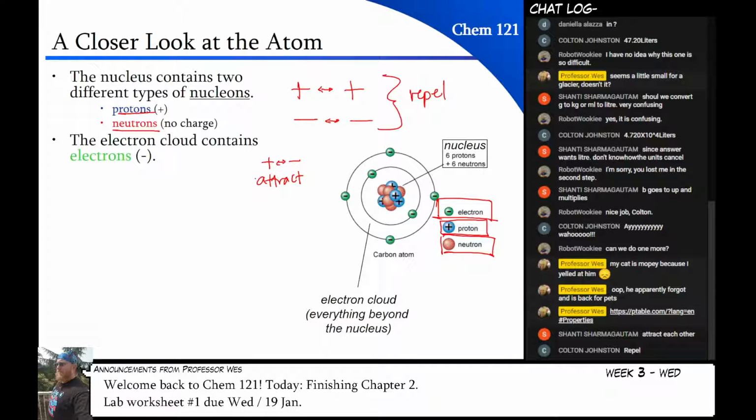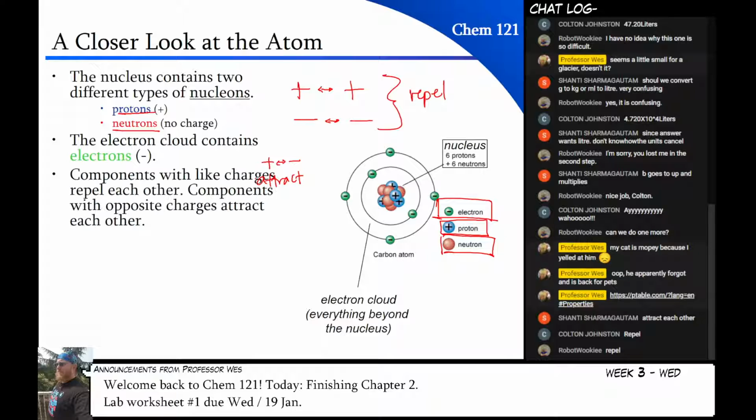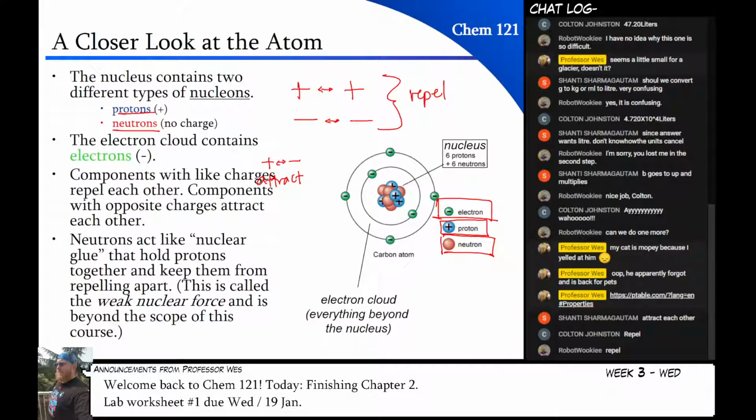So in other words, the electrons are attracted to the nucleus, and the electrons repel from each other. And the protons repel from each other. So the protons are in the middle, all repelling from each other. How the heck do we get them to stick together? And the answer is, well, neutrons act sort of like glue.